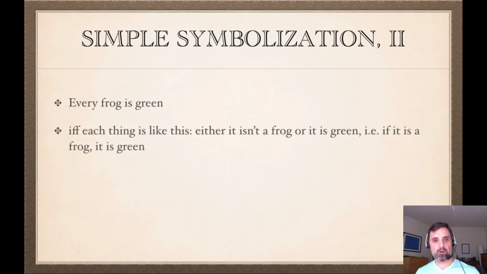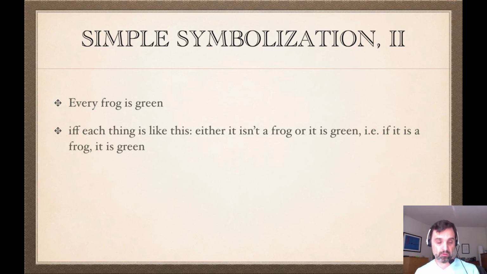So what does every frog is green say? Well, you could read it like this, and we'll talk about whether or not this is the best way to read it, but one way would be, each thing is as follows. Either it isn't a frog, or it is green. That is, if it is a frog, it's green. And think about it, right? We don't worry about the things that aren't frogs, so they're fine. You look at a thing, and if it's not a frog, you think no problem. If it is a frog, you have to find out, is it green or is it not? And if it is, you're good to go.